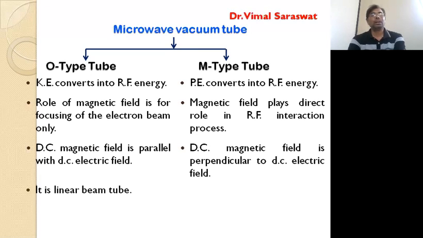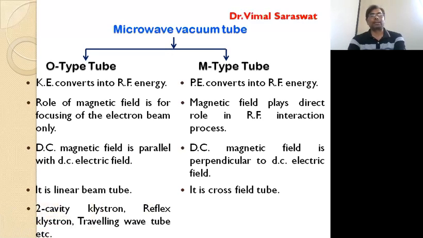O-type tube is a linear beam tube and M-type tube is a cross-field tube because magnetic and electric fields are perpendicular to each other in M-type tube. Two cavity klystron, reflex klystron, traveling wave tube, etc. are the examples of O-type tube, whereas magnetron, gyratron, etc. are the examples of M-type tube.